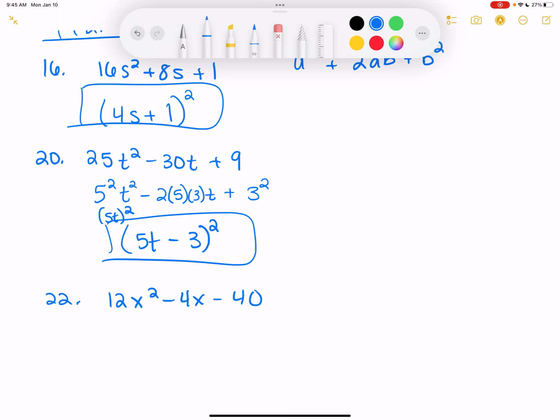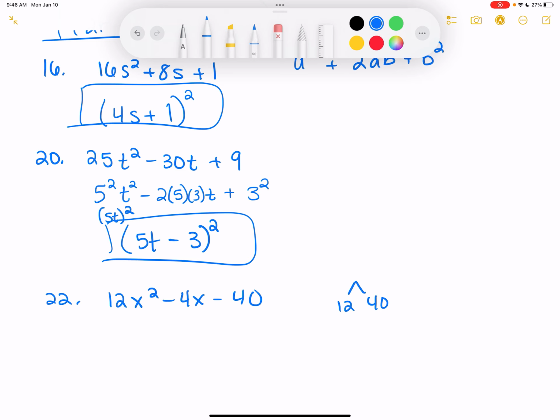I will tell you, if I was going to prime factor it, I would not multiply 12 times 40 and then try to prime factor it. I would start out with 12 and 40 and keep going, because there's no reason to multiply them when you're going to break them down again. But I'm not going to do that, because what do you notice about all of these numbers? They're all factors of 4.